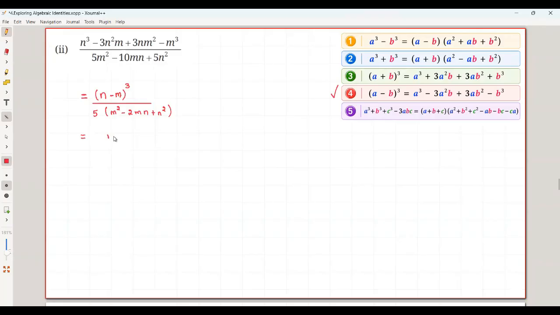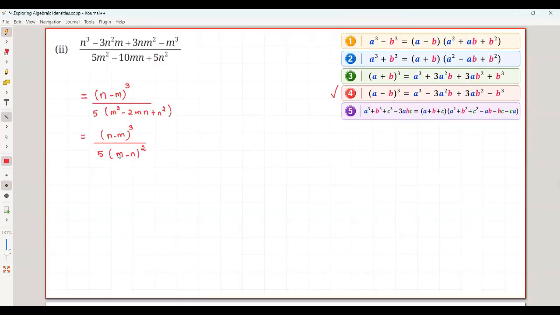So now I can apply this. For the numerator we have n minus m the whole cube, divided by, 5 is outside, and this is in the form of a square minus 2ab plus b square. The a value is m, b value is n, so a minus b the whole square. If you expand this, you will be getting this. Now here n minus m, here m minus n, so we cannot cancel directly, right? So we have to change.